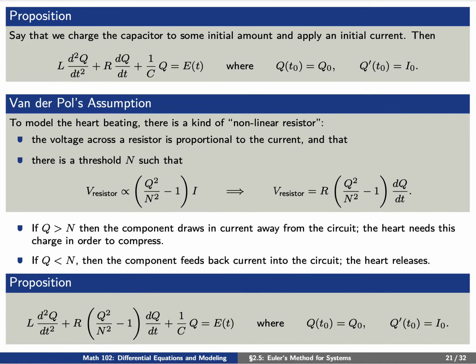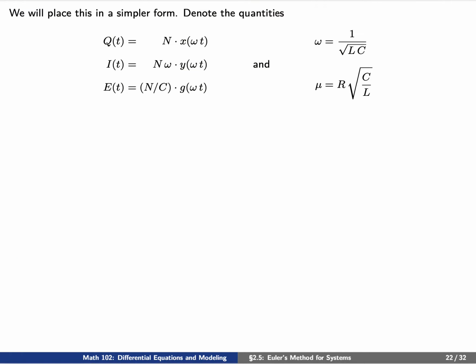Putting all of this back into our original expressions, we now see that we have the following modified differential equation: L d squared q dt squared plus R times (q squared over n squared minus 1) times dq dt plus 1 over C times q equals E of t. This here is Van der Pol's equation. We will place this in a simpler form.